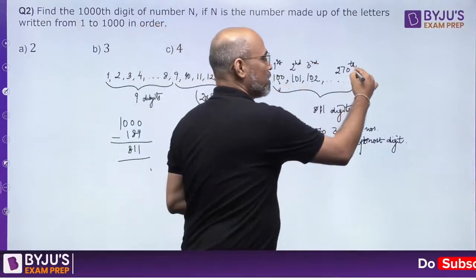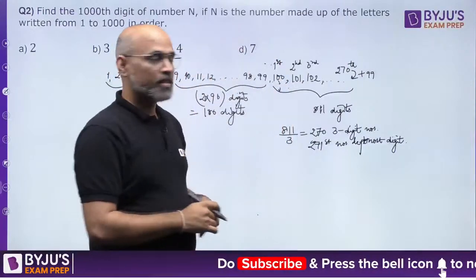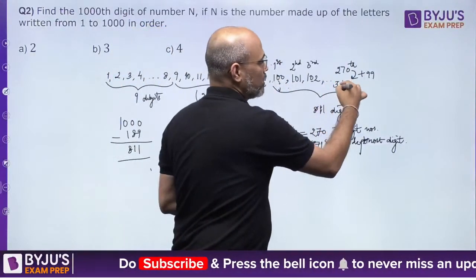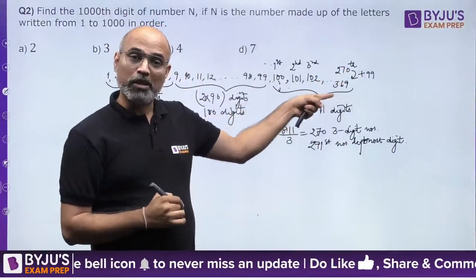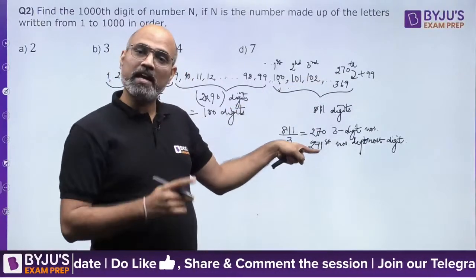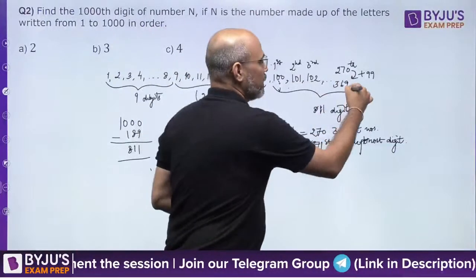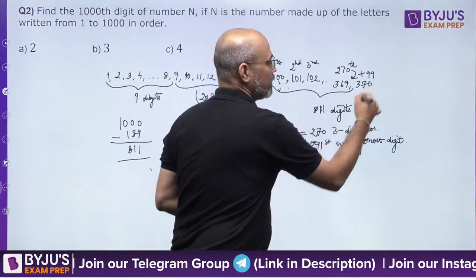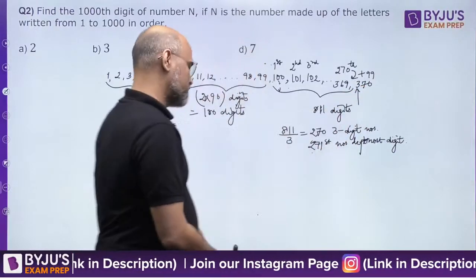So can I say the number written over here should be 270 plus 99, which is going to give us 369. So the 270th number will be 369. I don't have to go to the 270th number. I have to go up to the 271st, meaning the next number. The next number is going to be 370, wherein the 271st digit is going to be this 3.